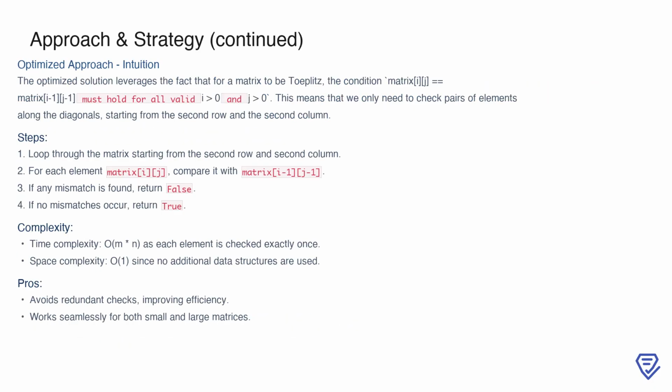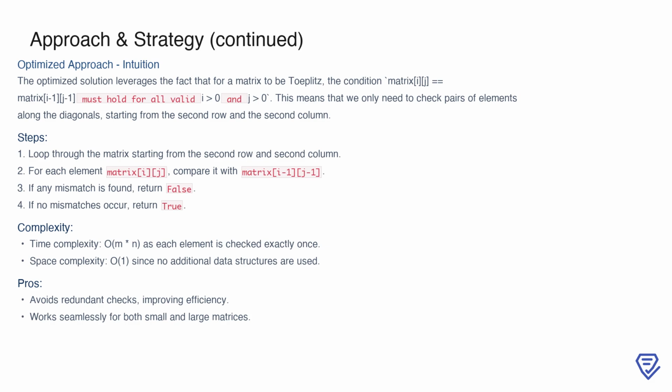Now, we can explore a more optimized approach. This solution takes advantage of the Toeplitz property, where the condition matrix[i][j] equals matrix[i-1][j-1] must hold true for all valid pairs of i greater than 0 and j greater than 0.